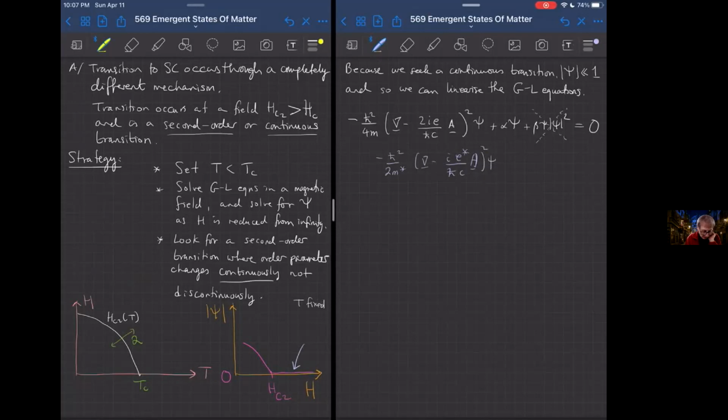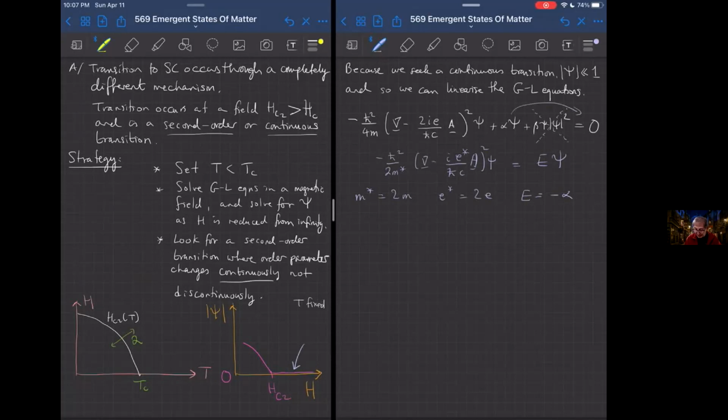This operator squared acting on psi is equal to e psi. So I'm going to write it like this, where m star is equal to 2m, e star is equal to 2e, and when I write down e, what I mean by e is minus alpha. So all I've done is basically throw away this term up here, and then take this term over to the right-hand side and call that minus e.